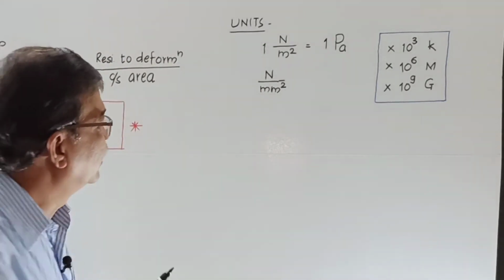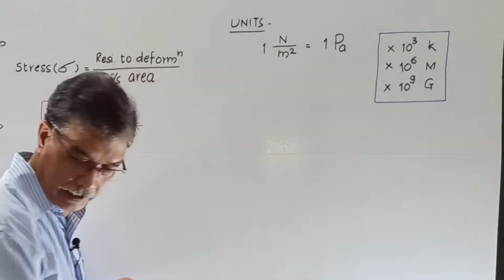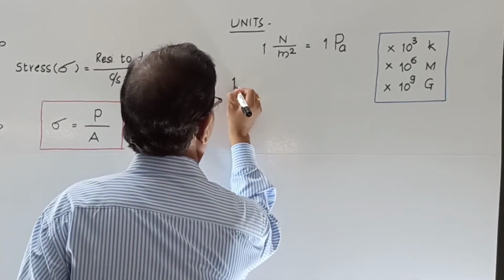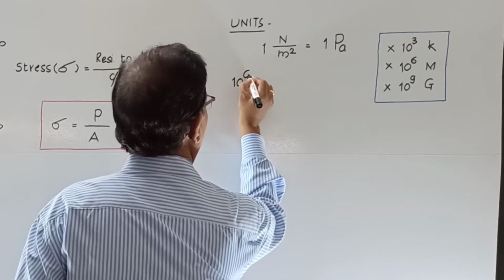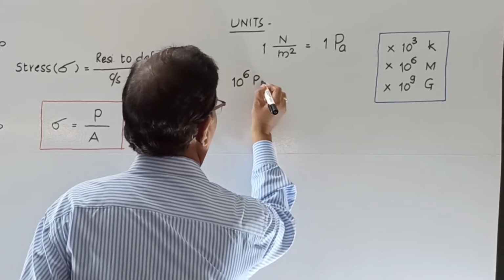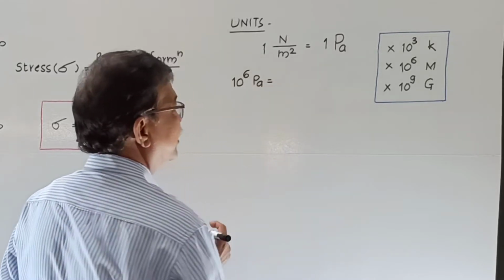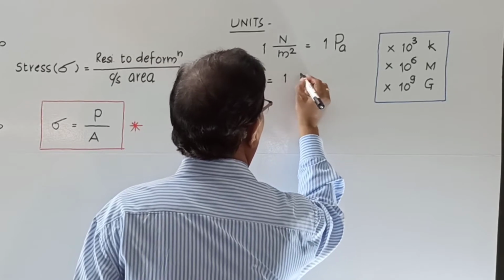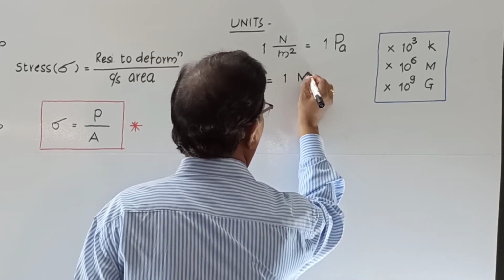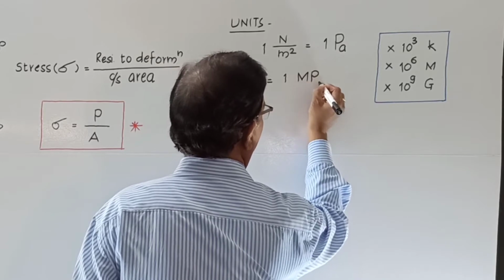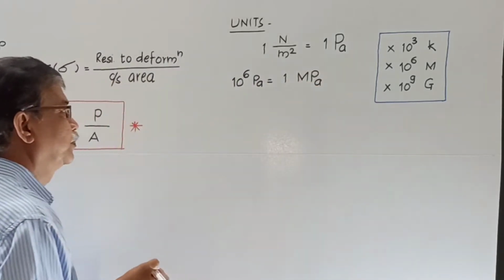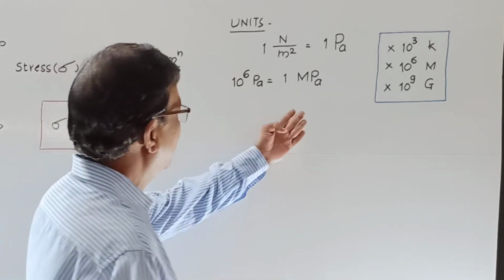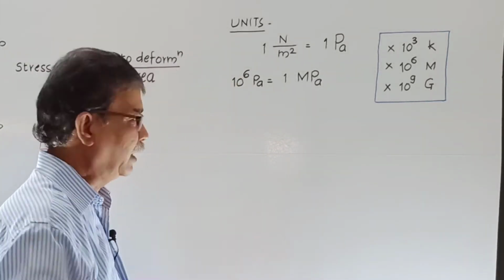So if I say 10 raised to 6 Pascal, it will be 10 raised to 6, which means megapascal. 1 megapascal. M, P is capital, A is small. Now let us see what is the relation between megapascal and Newton per mm square.